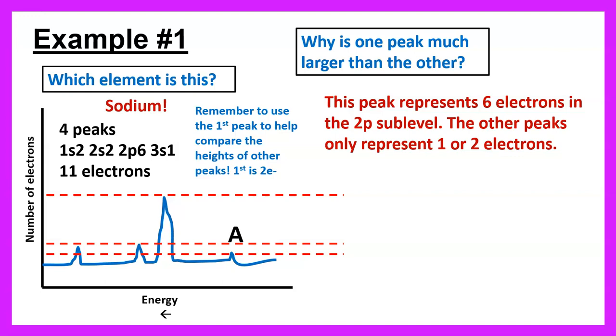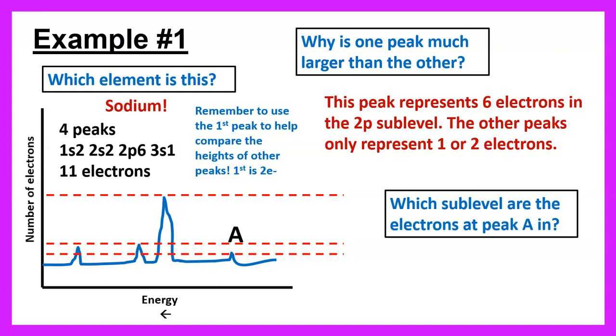Which sublevel is peak A? Well, that's 3s. Those are all the types of questions that you might be asked, right? What element is this? What type of sublevel is a certain peak representing? How many electrons are represented in a certain peak? They may ask you to explain why one peak is further to the left or to the right, things like that.